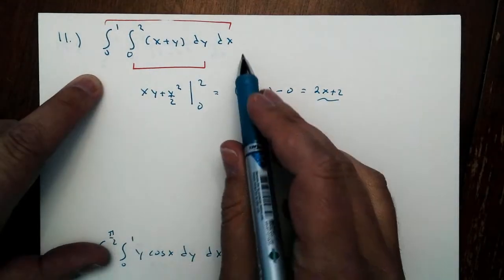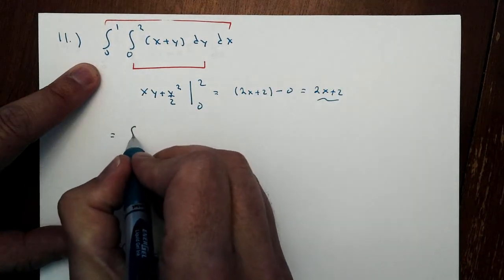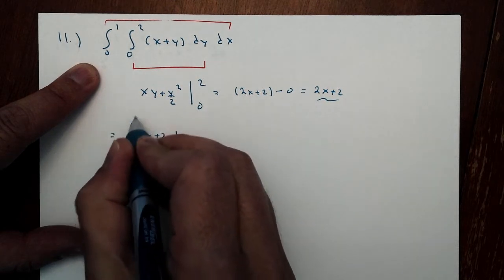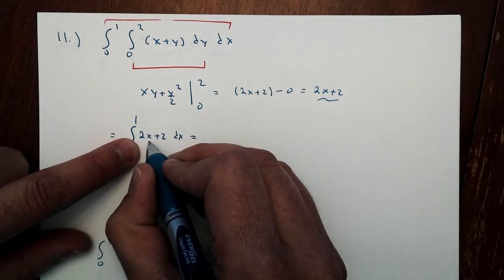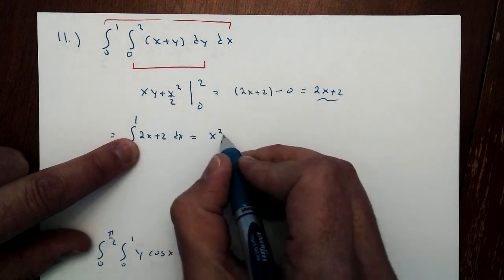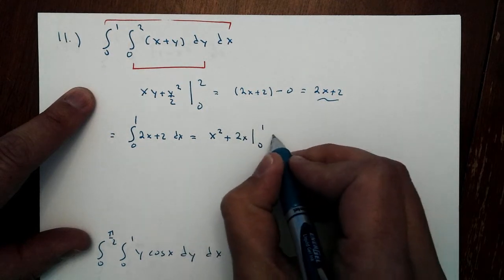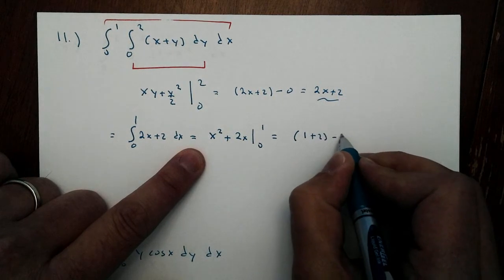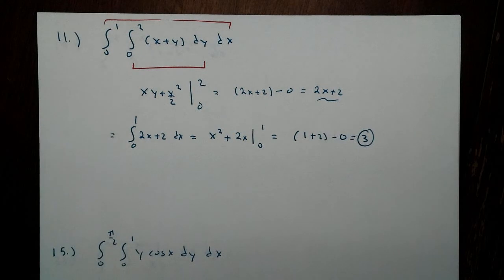Dealing with the outer limits, now we're going to integrate this with respect to x. So my new integral will be this 2x plus 2 dx from 0 to 1. And integrating here, don't forget this just becomes 2x squared over 2, or x squared, plus 2x, and we're going to evaluate that from 0 to 1. And plugging in the 1, we're going to get 1 plus 2 minus just 0, and we're left with 3 right there. Very easy to do.